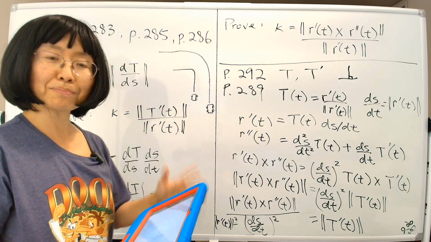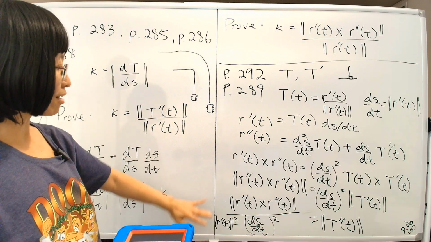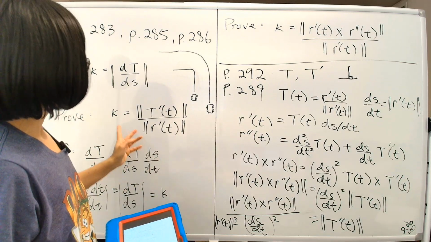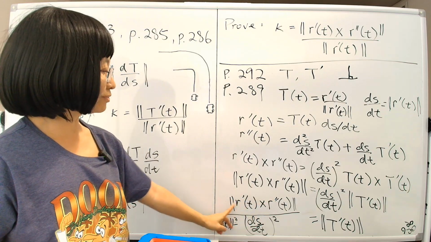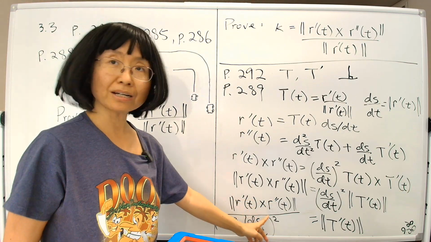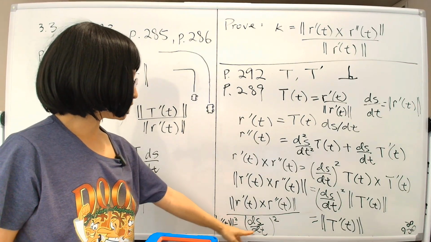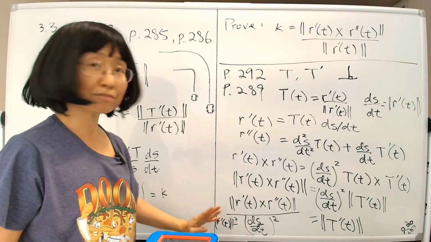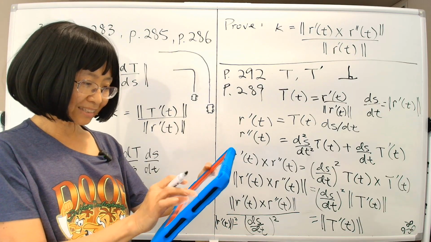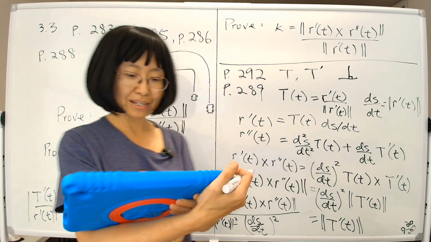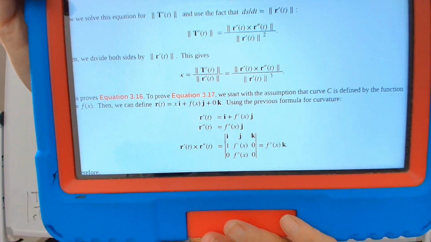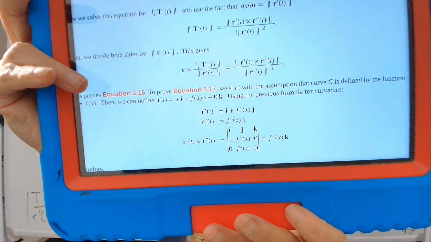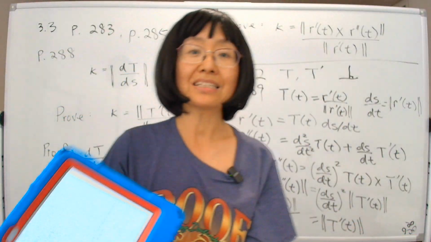So you have the 3 of them. So you're dividing all 3 of them, and that proves the equation that kappa equals the magnitude of r prime cross r double prime divided by ds by dt, or r prime of t, cubed, okay? And that is the equation which is given right here, and that's what we've been trying to prove. See, right here, in the middle of the page of your book. And that's how you got here.